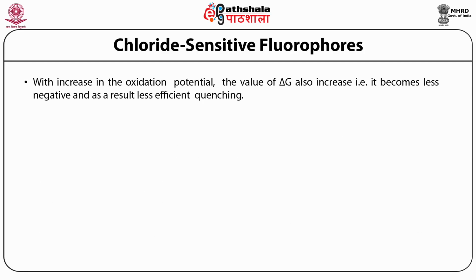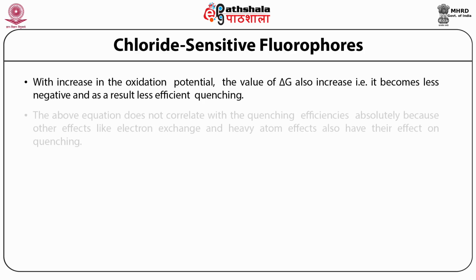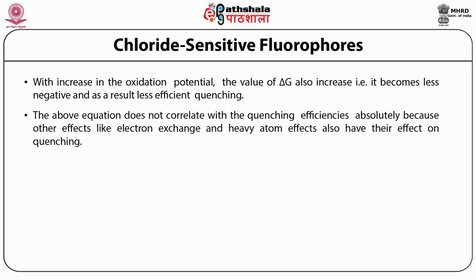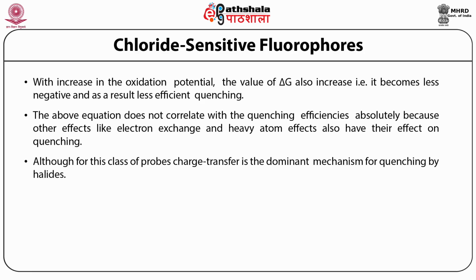With an increase in oxidation potential, the value of the free energy delta G also increases, that is, it becomes less negative, and as a result quenching is less efficient. The above equation does not correlate absolutely with the quenching efficiencies because other effects like electron exchange and heavy atom effects also influence quenching. Although for this class of probes charge transfer is the dominant mechanism for quenching by halides, other effects also get involved.